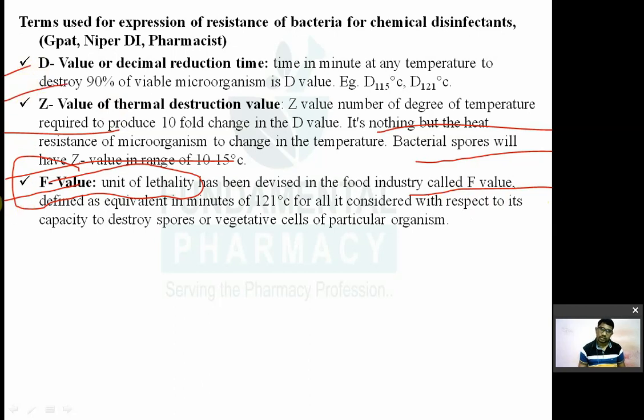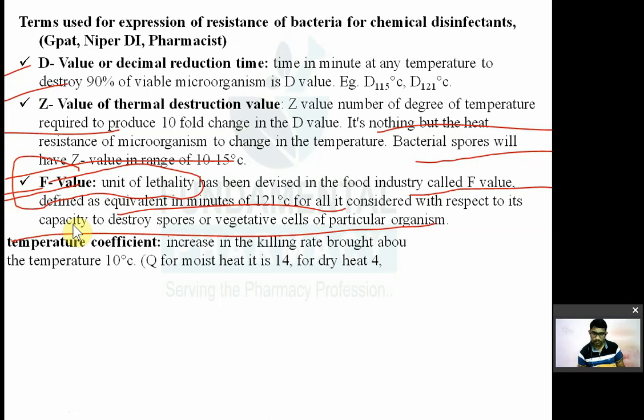Unit of lethality. So it is an equivalent in minutes at 121 degrees Celsius for all. So capacity to destroy the spores as well as vegetative form of particular organism. So time in the minute required to destroy spores, all vegetative cells at 121 degrees Celsius. That is the F value or unit of lethality. Now Q10 value.